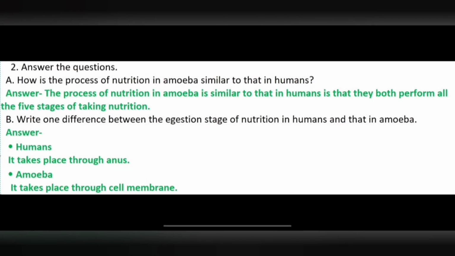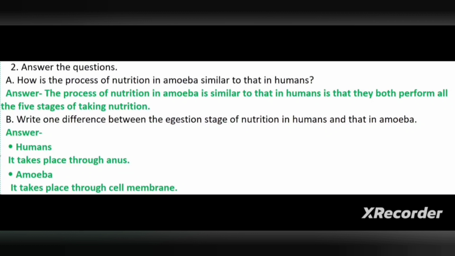Question number 2. Answer the questions. A is, how is the process of nutrition in amoeba similar to that in humans? Answer: the process of nutrition in amoeba is similar to that in humans in that they both perform all the 5 stages of taking nutrition. B is, write one difference between the ingestion stage of nutrition in humans and that in amoeba. So the answer is, in humans it takes place through the mouth, and in amoeba it takes place through the cell membrane. So that's all about question number 2.